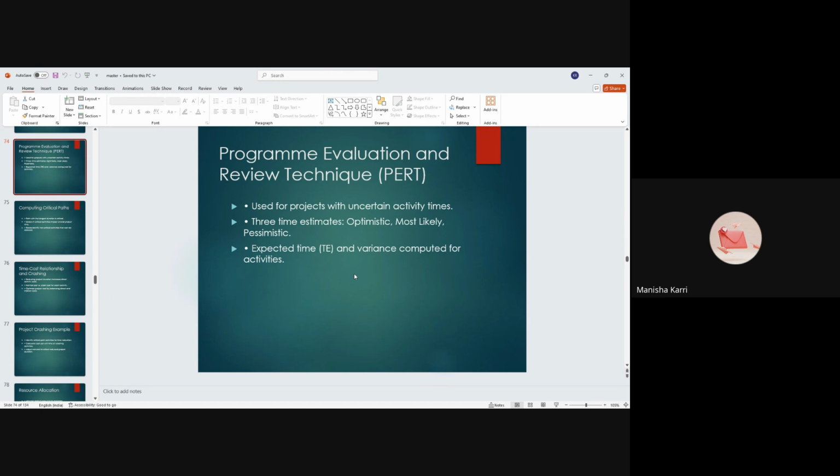The three time estimates are, first one is optimistic, O: the minimum possible time if everything goes smoothly. This is the best case scenario. Next one is M, which is most likely: the most probable duration based on past experience and usual conditions. Next one is P, pessimistic: the maximum possible time if things go wrong. This is the worst case scenario. These three estimates allow PERT to account for different scenarios and create a more flexible project plan.